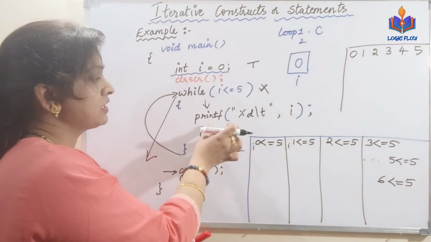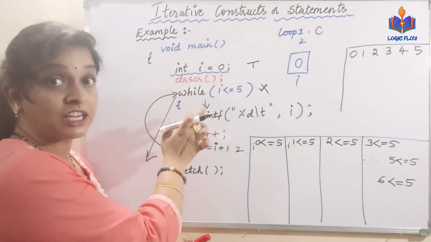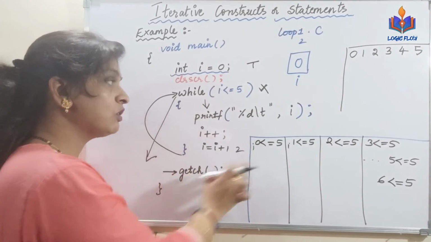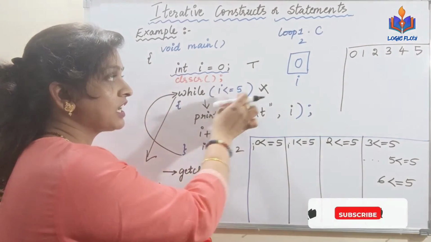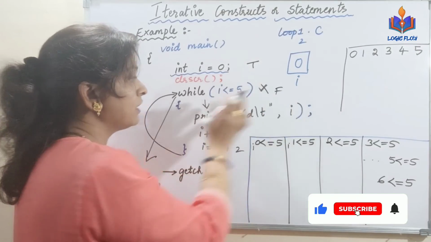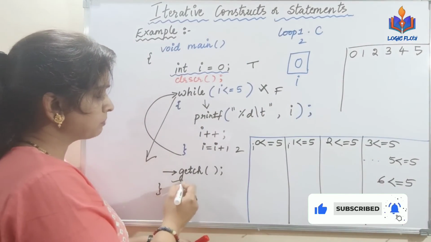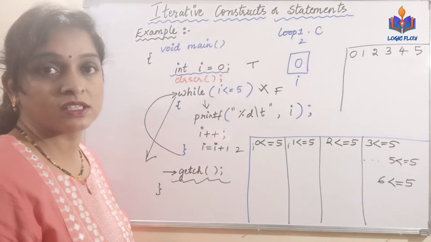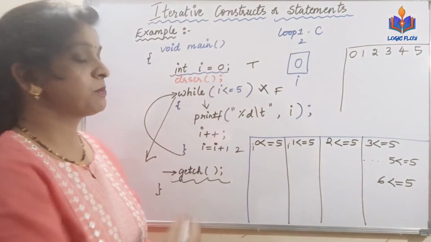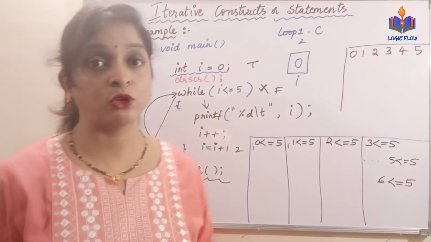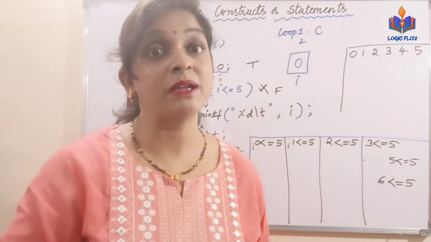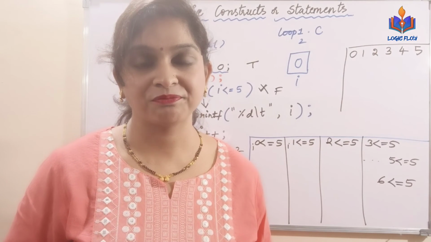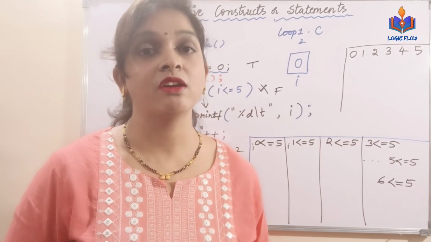Check the condition, execute, loop back. That is most important. Again check the condition. If true, execute, loop back. Again check the condition. If false, then come out of the loop. And this is my statement here, getch, and the program ends. You can just execute this program and check what output you are going to get. And please write down the output in the comment box also, so that I can get to know whether you have understood or not. Well, this is what the while loop is.